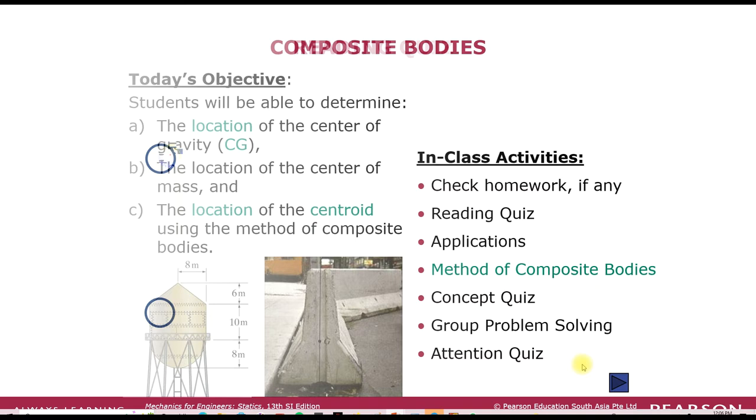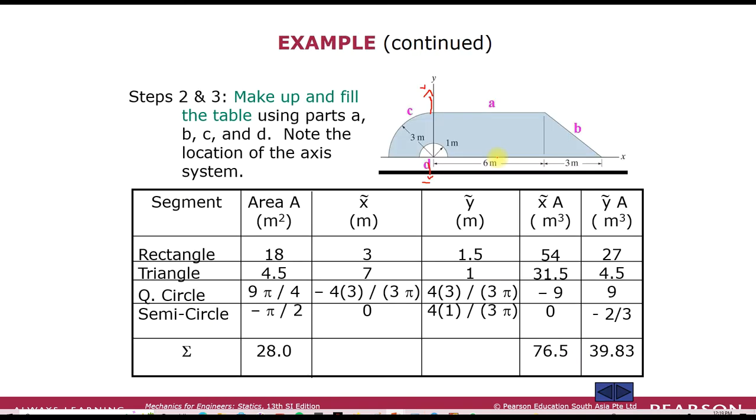For the x-axis, for this rectangle, the centroid at the x-axis will be just the length divided by 2, which is 6 divided by 2, so 3. So this is the position 3, and y is also just y over 2, which will be 1.5. Then x times A, which is the position times the area, will be 3 times 18, which is 54 cubic meters. Then y times the area, 1.5 times 18, we have 27.